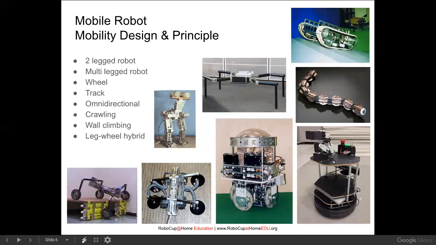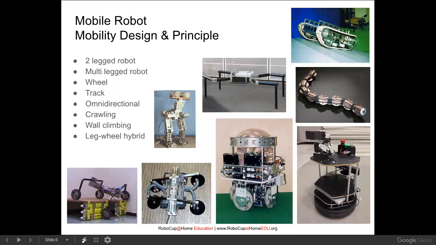For mobile robots, we actually have various types of design in terms of mobility, and we use various principles for this kind of mobility. The purpose is to make the robot able to move around. Okay, so we have many designs in mechanical engineering. For example, I put a few examples in this slide, so you can see the legged one, two-legged or multi-legged, wheel, track, and for the wheel you can also have omnidirectional. For example, an omnidirectional wheel makes your robot able to move in all directions.